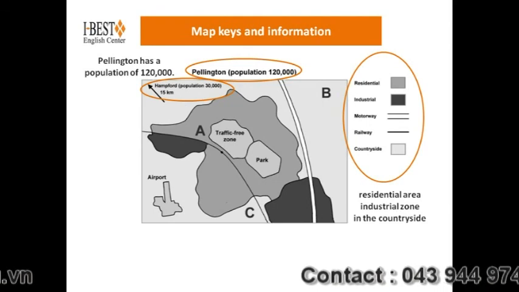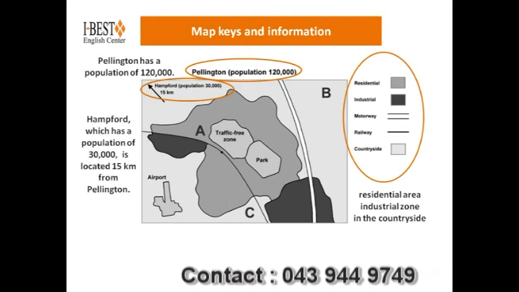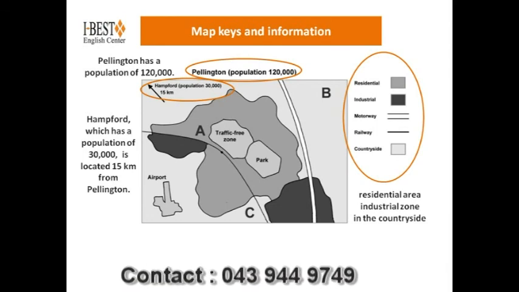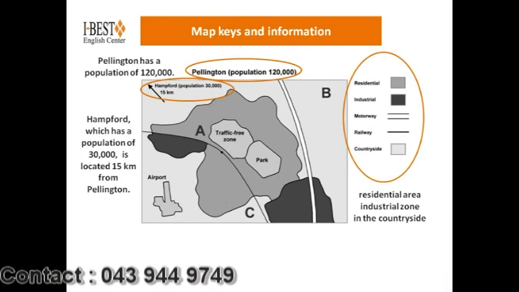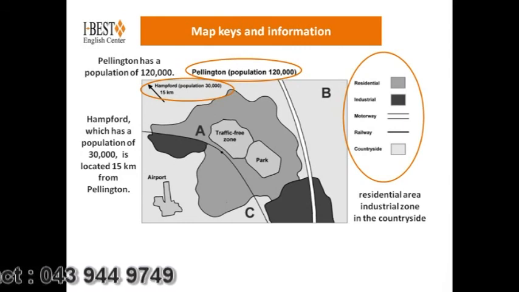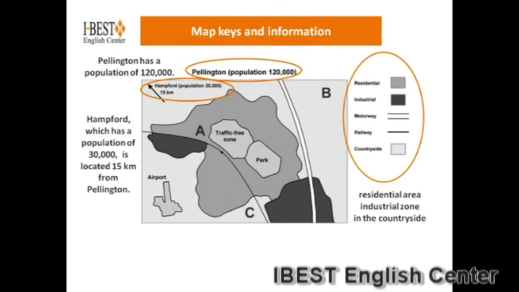Here is a sentence. Hamford, which has a population of 30,000, is located 15 kilometres from Pellington. You can see that I've included the population and the distance in one sentence. I've done this by using a clause, which has a population of 30,000. This creates a complex structure, and for students who are aiming for a band score 6 and above, it's essential that you actually do use some clauses in your report.